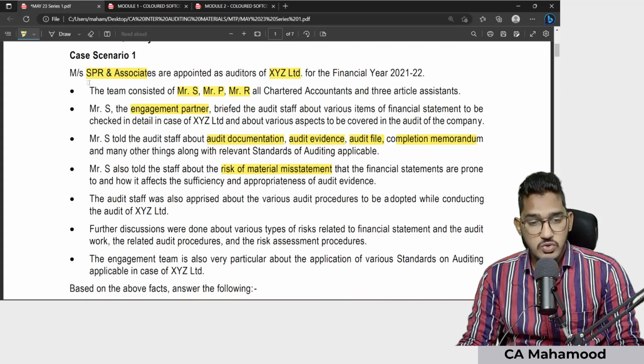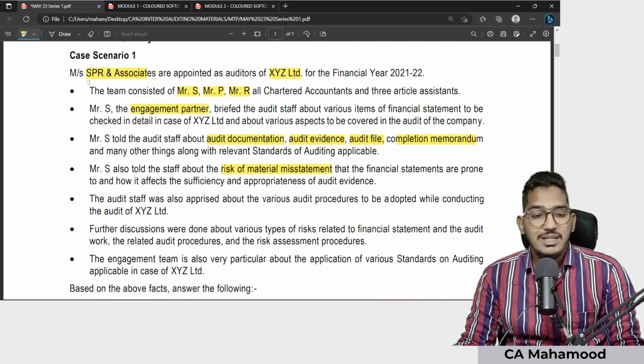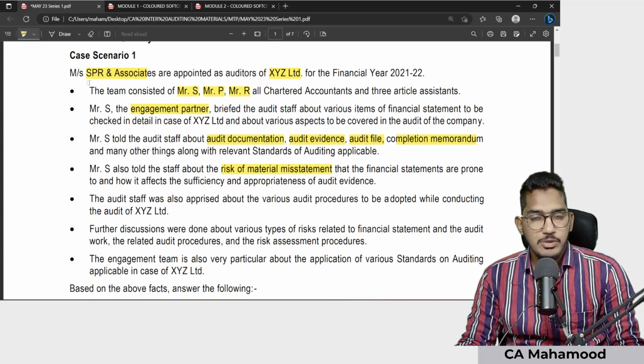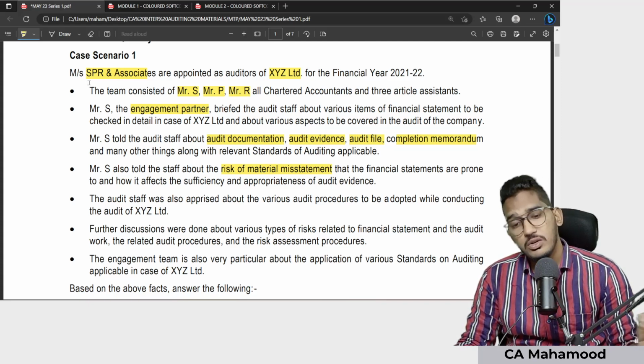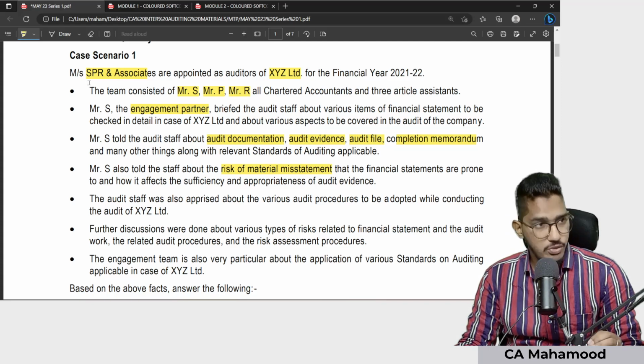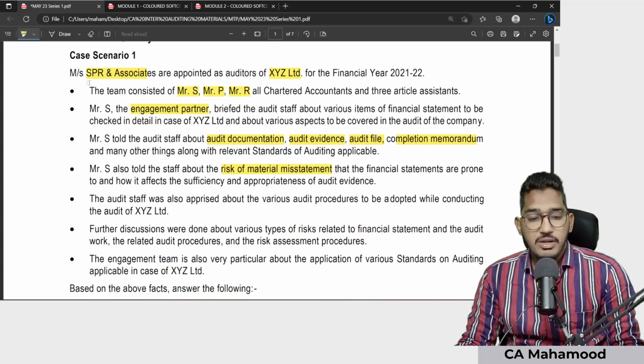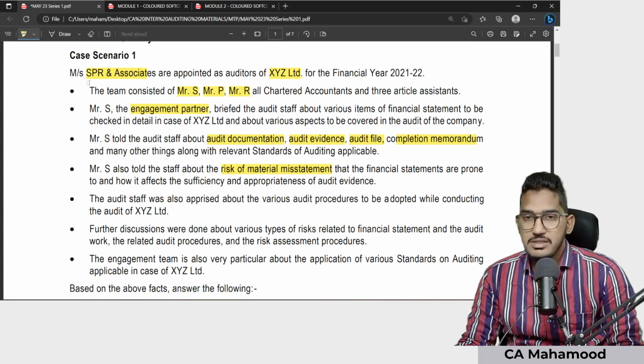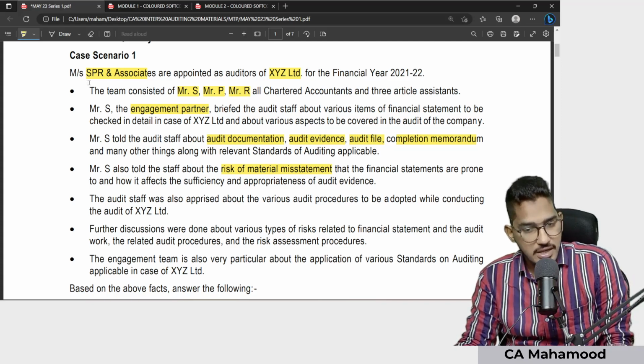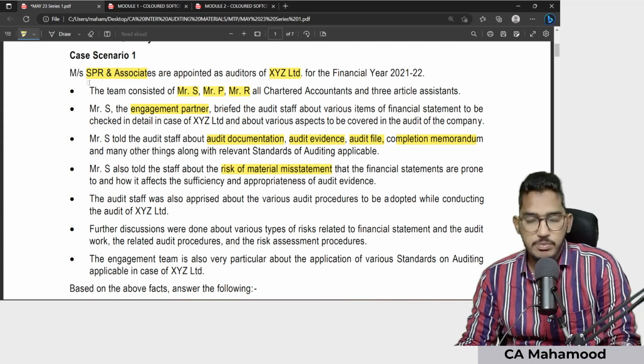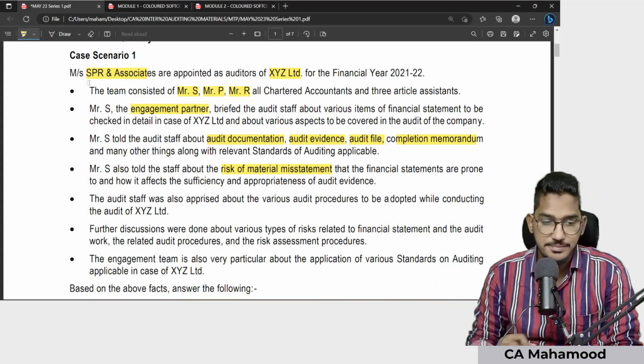The audit staff was also apprised about the various audit procedures to be adopted while conducting the audit of XYZ Limited. That means the audit staff were informed about what audit procedures are required to be conducted during the course of this audit. Further discussions were done about various types of risk related to the financial statements and the audit work, and the related audit procedures and risk assessment procedures. So even they had a discussion regarding various kinds of risk, related audit procedures, risk assessment procedures, etc.